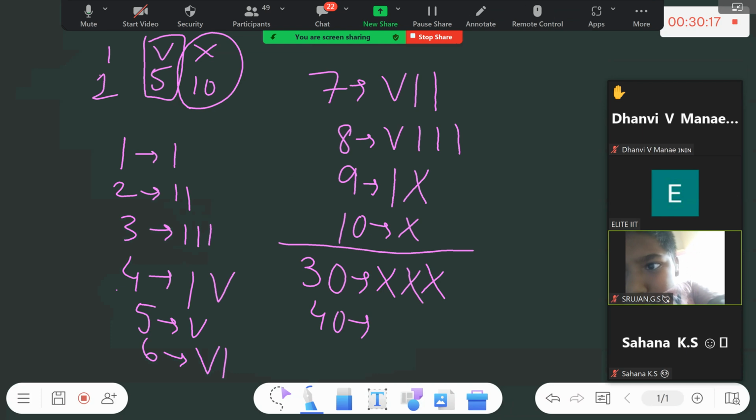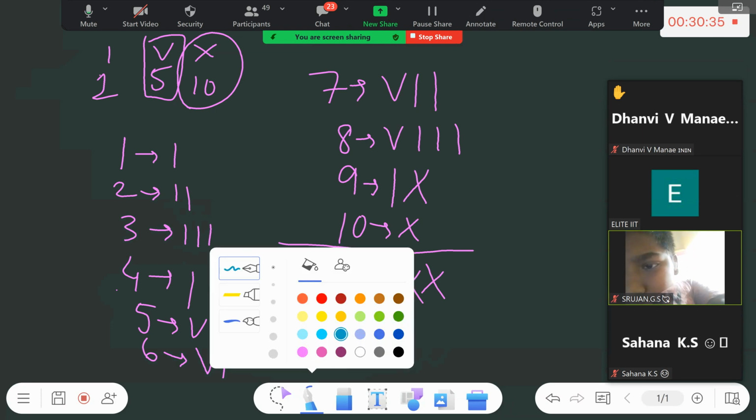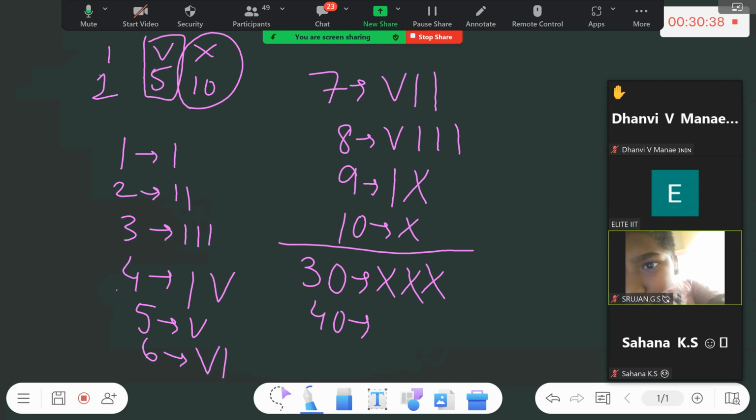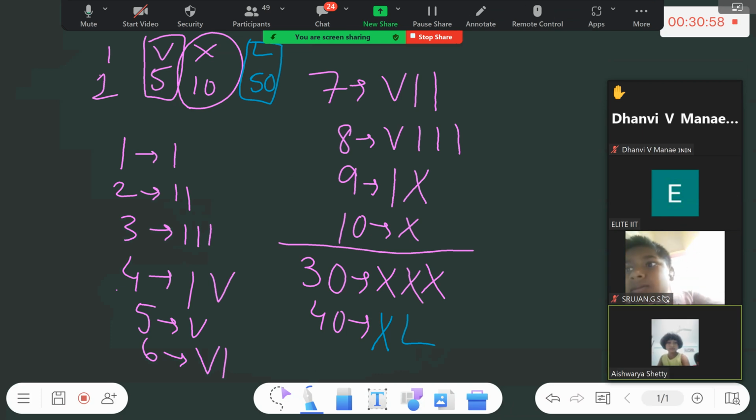If we go to 40, we cannot repeat more than 3 times, isn't it? This is wrong. We cannot repeat more than 3 times. So 40 will become XL. Why? Because we have to consider the next nearest standard Roman numeral, 50, so L. And how much is 40 less than 50? 10. And it is less than 50. So X for 10, and since it is less, we'll write it on the left hand side. Clear? So like this we'll be using it for all the numbers here.